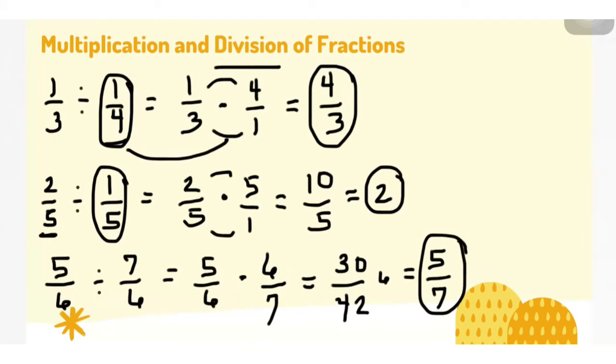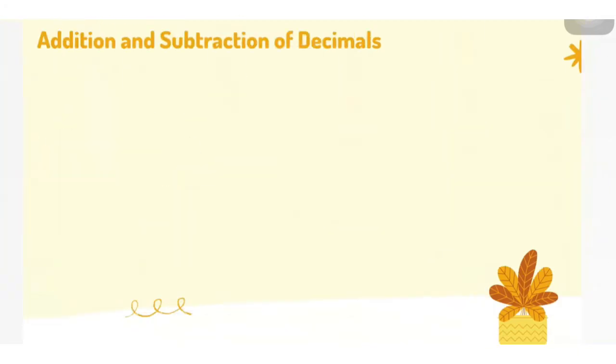So, tapos na tayo sa pag-add, subtract, multiply, and divide ng fractions. Therefore, punta na tayo sa decimals. Okay, addition and subtraction of decimals. Ang pag-add and subtract ng decimal ay parang pag-add and subtract din ng whole numbers. Okay, so let's try. For example, we have 1.23 plus 0.4. Okay, so yan yung binigay sa'yo.